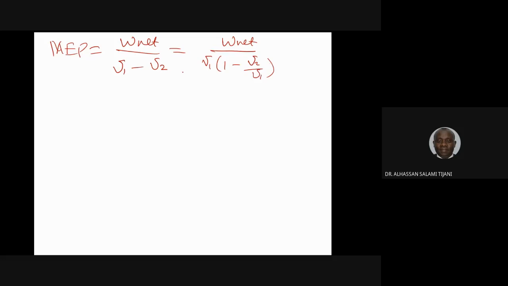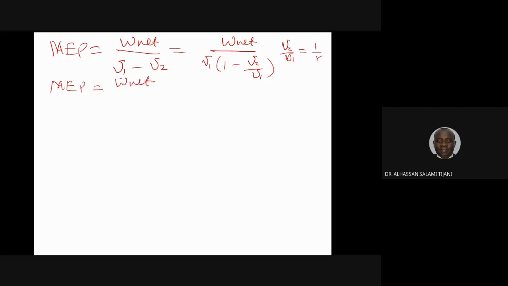Okay, so what I did, I took V1 out. If I multiply this by V1, I get this. If I multiply this by V1, I get V2. But again, what is V2 divided by V1? V2 divided by V1 equals 1 over R. Okay, so MEP is W net divided by specific volume times 1 minus 1 over R. R is known, we need to determine V1 now.